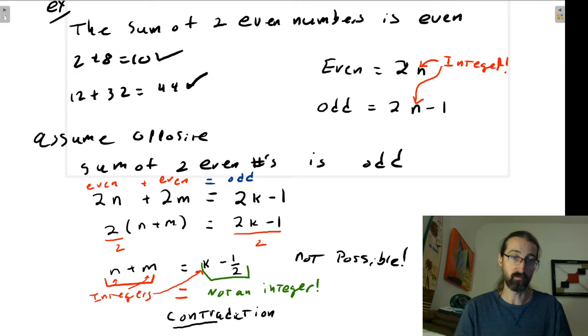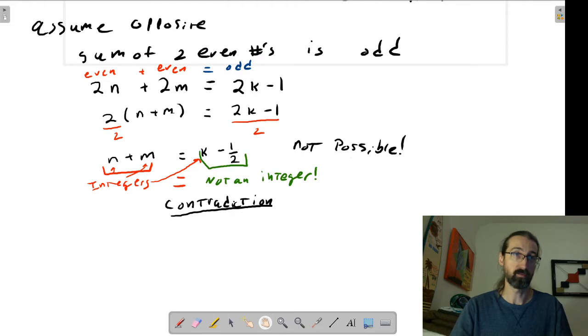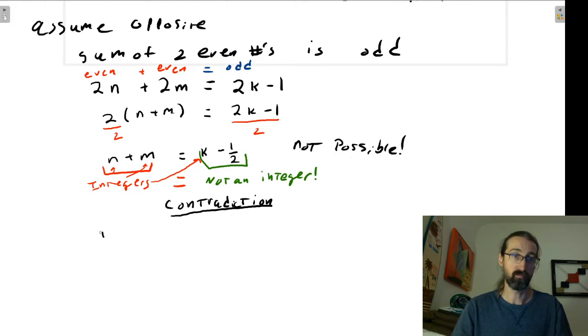And that's my proof. Since that's a contradiction, what I can say is that my original theorem had to be true, right? My original theorem, therefore, 2 evens add to make an even number.